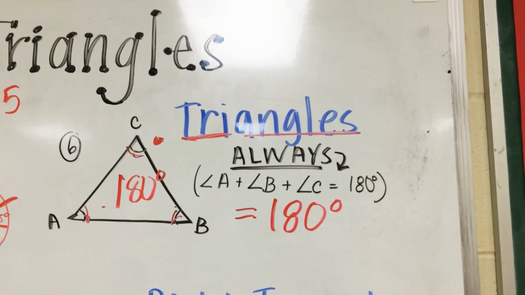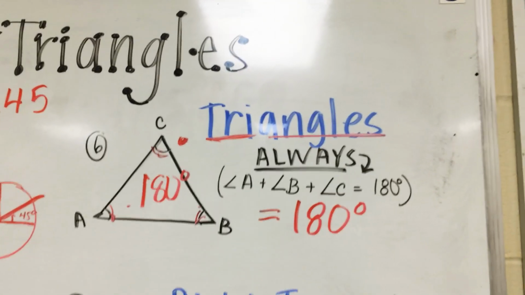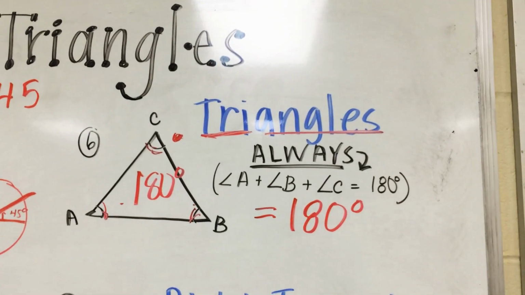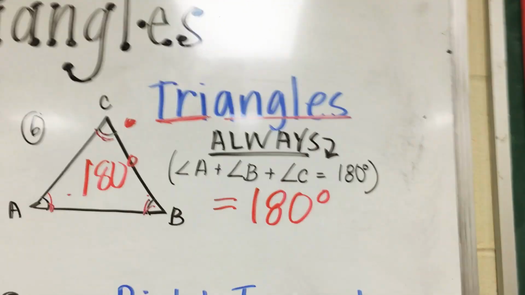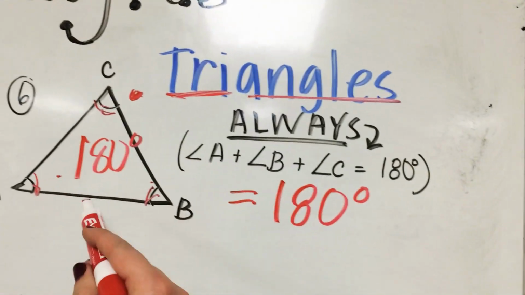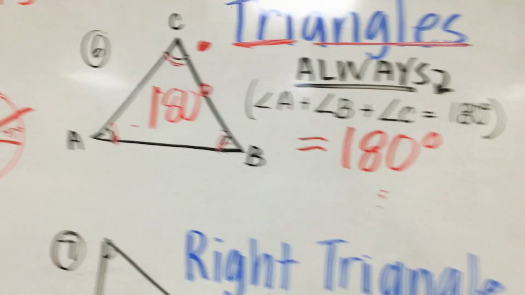Put that in your memory. You're going to need to know it until after college, okay? Even further than that. Always going to equal 180 degrees. The triangle shape is made up of three different angles, and the angles inside the shape, inside the closed shape, the closed figure, will always equal 180 degrees.